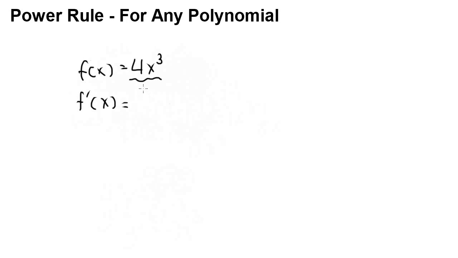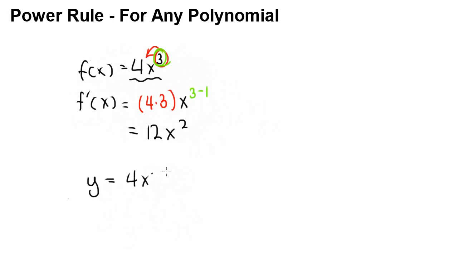So in order to do that, the first step is to multiply this power with its coefficient. So we get 4 times 3. The x stays the same, and then the next thing we do is take this 3 and decrease it by 1. So 3 minus 1. The final result would be something like 12x squared. Pretty simple.